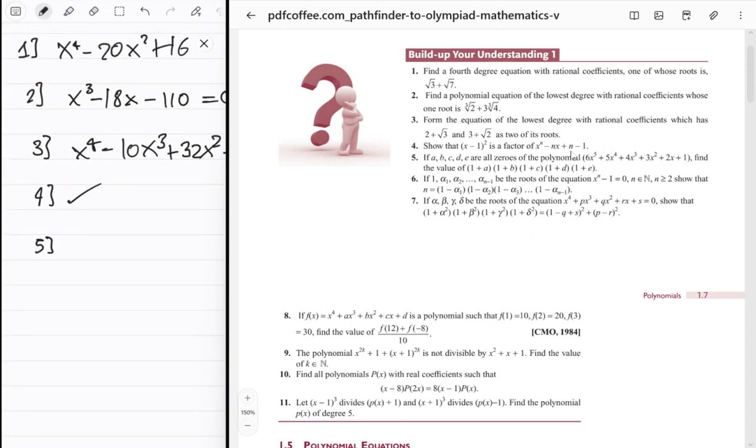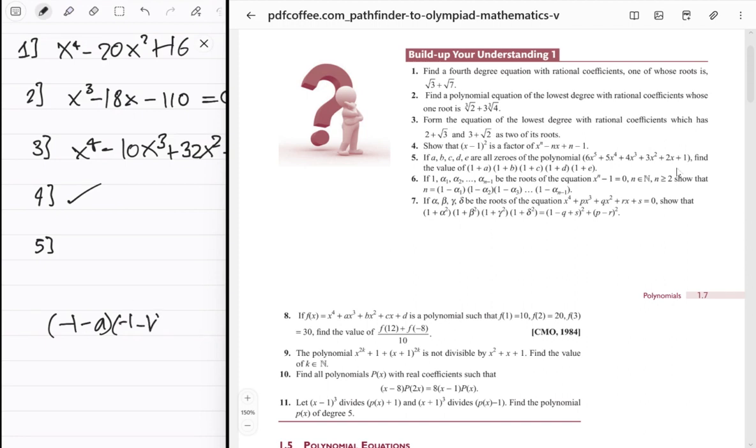Fifth is: if a, b, c, d, e are all zeros of this polynomial, find the value of (1 plus a) times (1 plus b) times (1 plus c) and so on. Okay, I get it. Wait a second. Just make this negative a, so negative 1 minus a, and yeah, these are all zeros of this polynomial, isn't it? I get it.